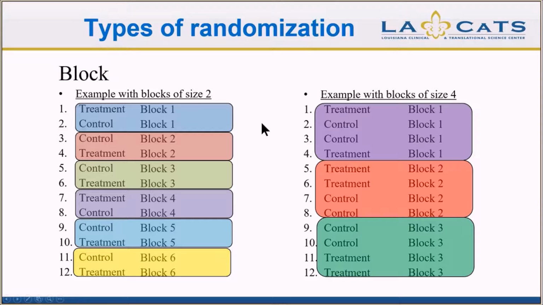Now we can change the size of these blocks. So you may want to, instead of considering blocks of size 2, consider 4. So if we look at the right-hand side, we see that now we only have 3 blocks instead of 6 blocks. And we don't always keep that balance immediately. So if you look at the third line, we immediately jump to 2 controls and 1 treatment. But by the time we finish that block, we have the 2 and 2. And at the end of that second block, it's 4 and 4. So this helps relieve some of that seasonal effect we may see.